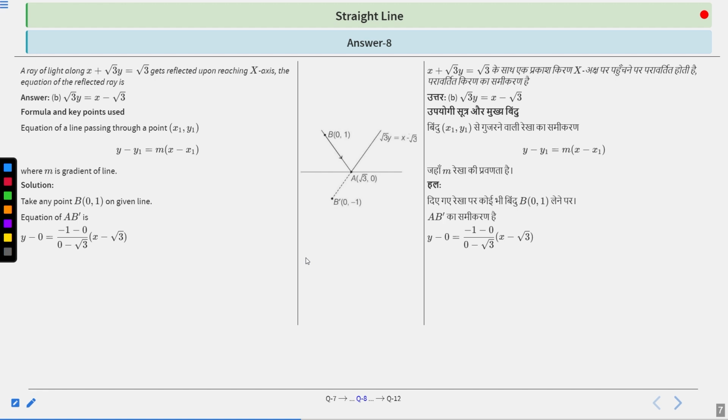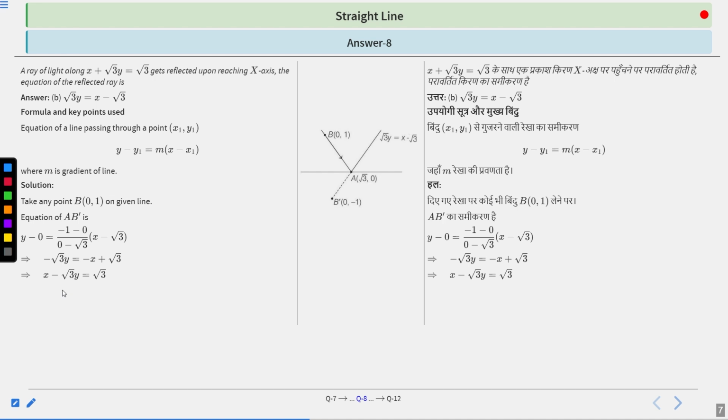So if you have any point (0, 1) and we have to take the image of this, then the x coordinate will be 0 itself, and since the y coordinate is 1, the y coordinate of the image point will be negative 1. Now we have the coordinates of B dash. Now we can easily find the equation of the reflected ray, right? Clear? As negative root 3y is equal to negative x plus root 3.